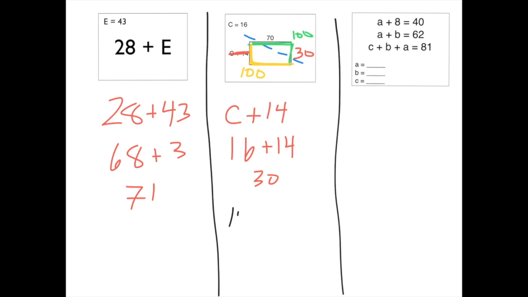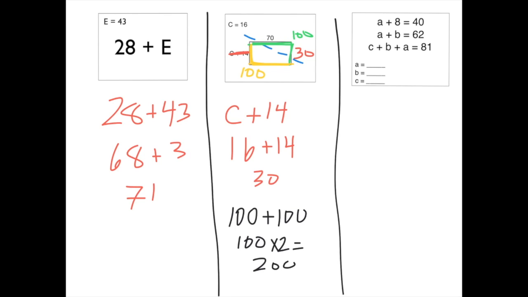Students can do 100 plus 100, but I'm really encouraging them to see this as 100 times 2, which is 200. And in the last question, students are just exposed to an algebraic system. So they have to remember here that a in the first equation will have the same value as a in the second equation and the third equation, and so on and so forth.